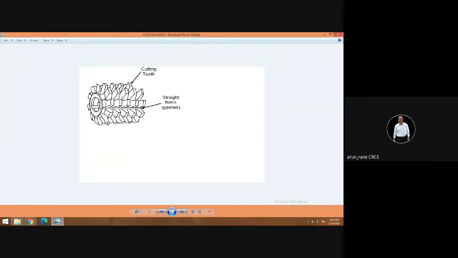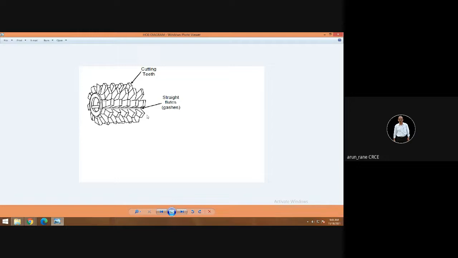A typical gear hob will look like this. These are the teeth, and this is a flute. Generally, it is a straight flute. The function of the flute is to guide the chips. The most important parameter in a gear is module. So once you know the module, then the entire kundali of the gear can be found out.